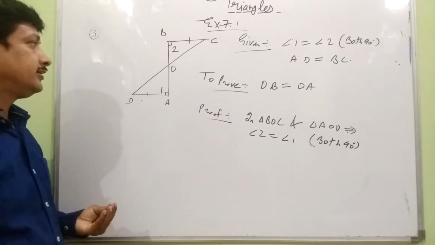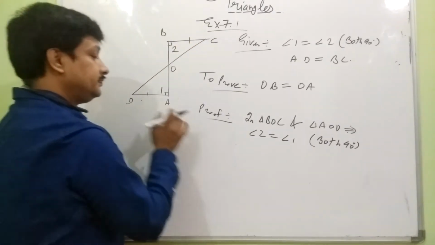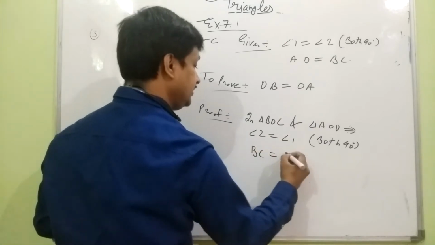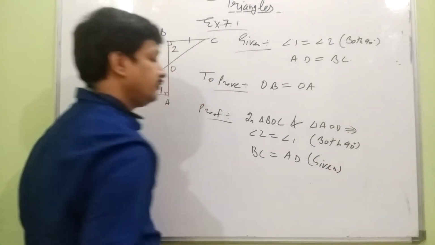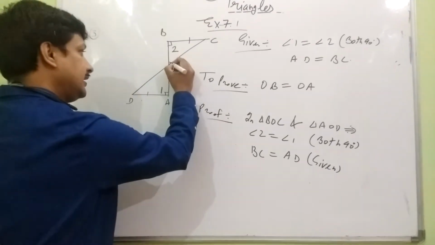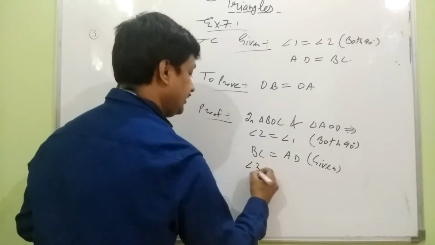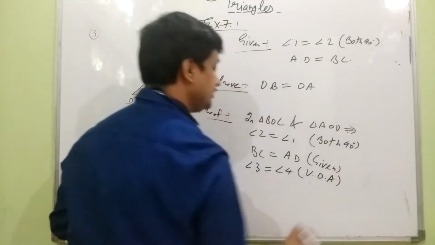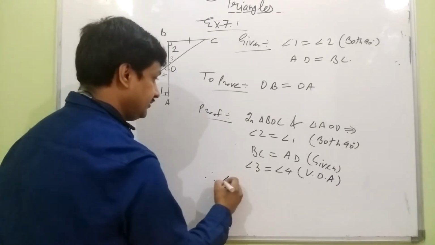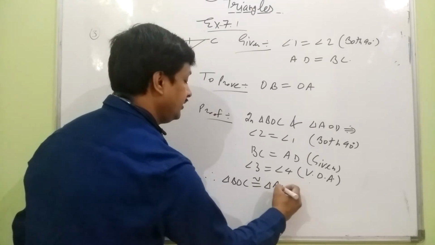What is the second thing? Second thing is BC equal to AD. It is also given to us. Now, what is the third thing? This angle 3, we can say, is equal to angle 4. Angle 3 is equal to angle 4, because they are vertically opposite angles. So, we can say triangle BOC is congruent to triangle AOD.